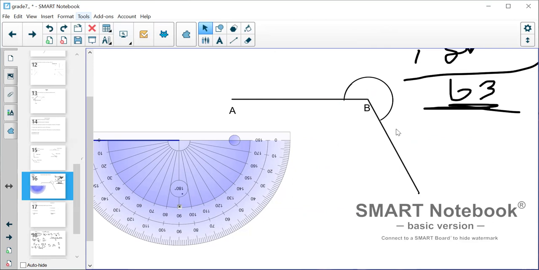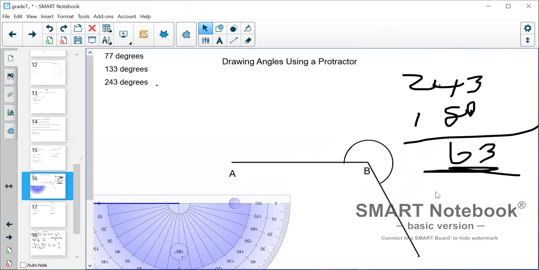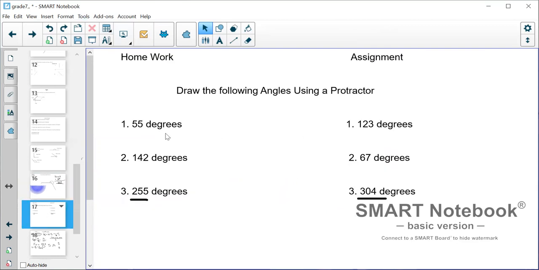Now that leads me to your homework and your assignment that you are given under this. So they're here. Again, I give you one acute for the homework, one obtuse, and one reflex. Same thing for the assignment, right? So you would need to do these.